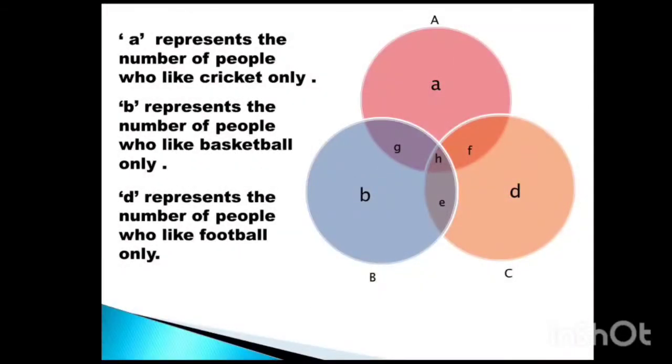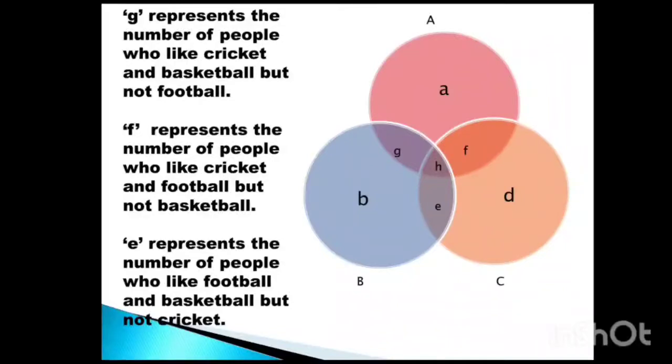A represents the number of people who like cricket only. B represents the number of people who like basketball only. D represents the number of people who like football only.